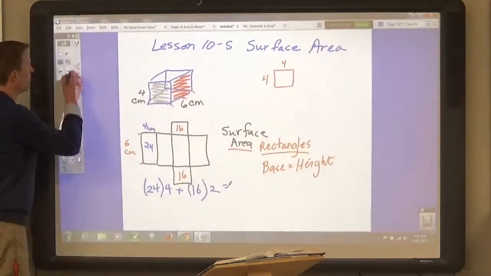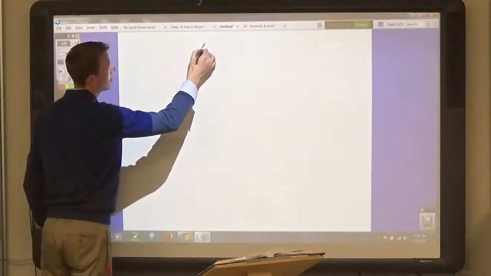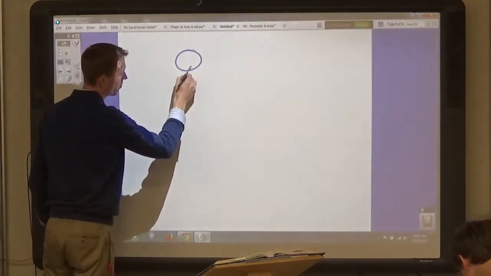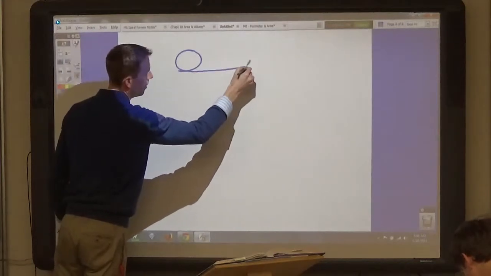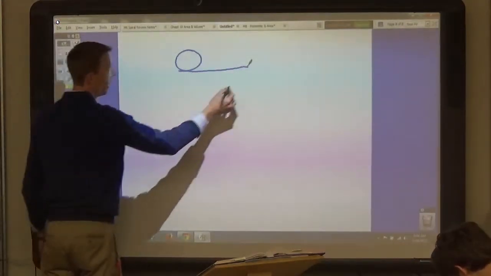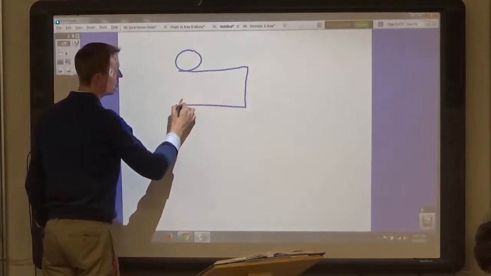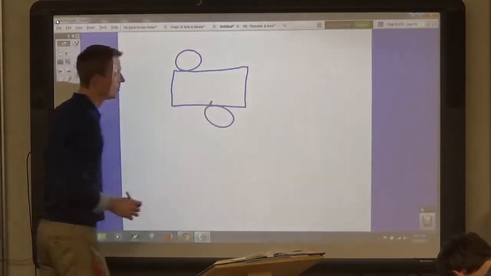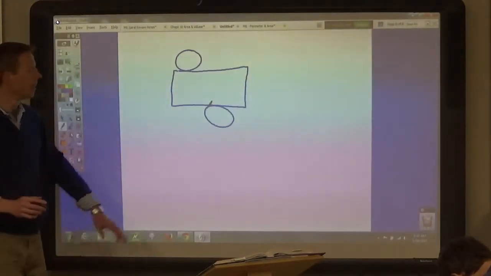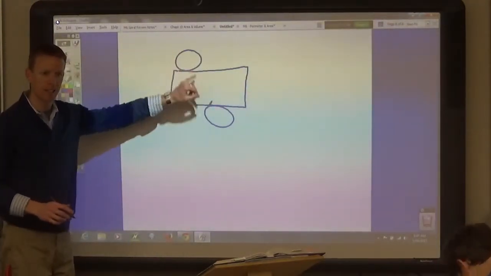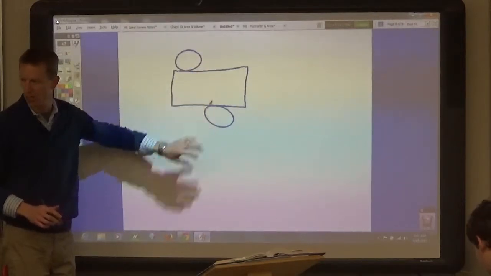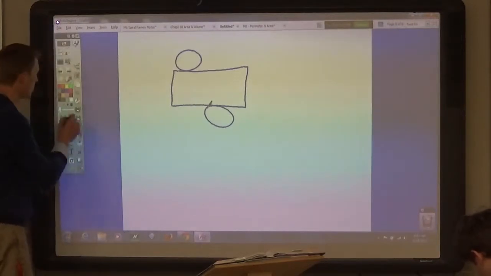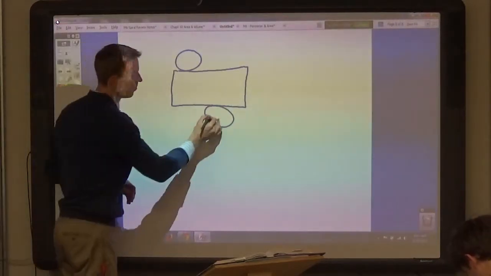Let's look at another one. How about the surface area of a circle? And in this one, again, we're going to have a 3-dimensional figure. Okay, and so what is this as a net? What is the 3-dimensional figure here? This is a what? A cylinder, correct. This is a cylinder.